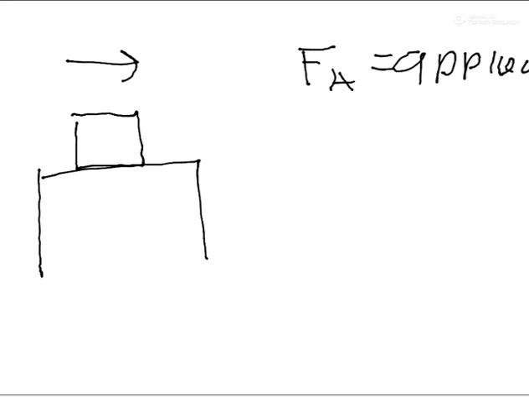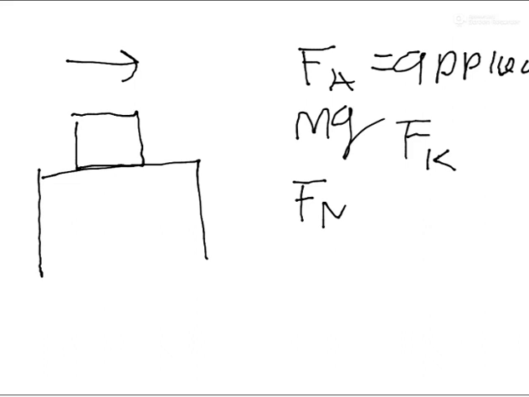Applied force. We're also going to have mg, since it's acting downwards. Well, since there's an object resting on something, so it has its weight. There's also an Fn, since the table is going to be pushing back up at the box. And we also have the force of friction, or Fk, because we said to consider friction.